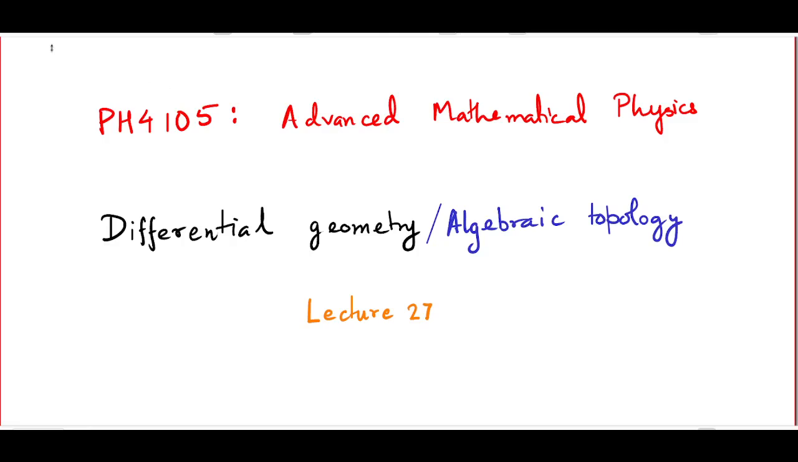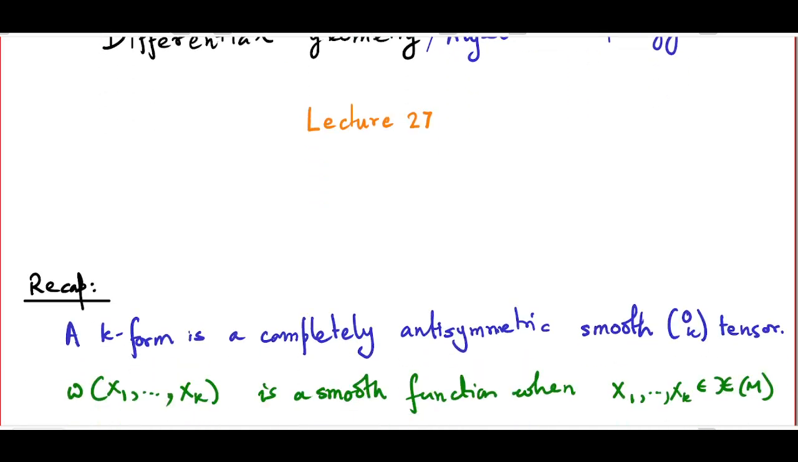Welcome to lecture number 27 of my series on advanced mathematical physics, where over the last few lectures we have been looking at differential forms. Let me give you a quick recap of this. A K-form or a differential form of rank K is a completely antisymmetric smooth 0K tensor. This is how you define a K-form.